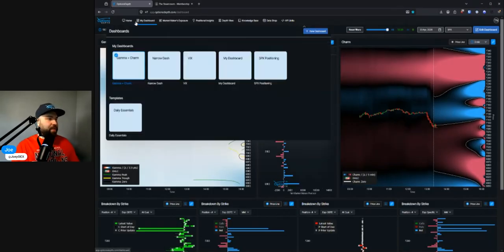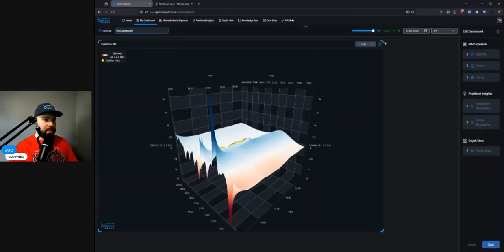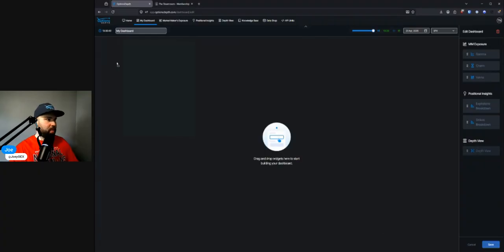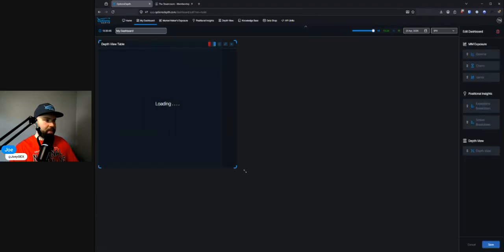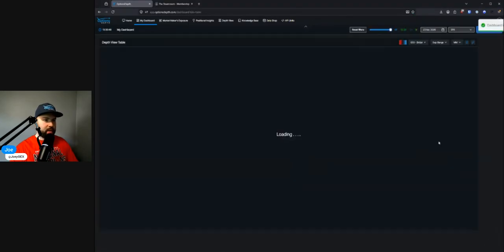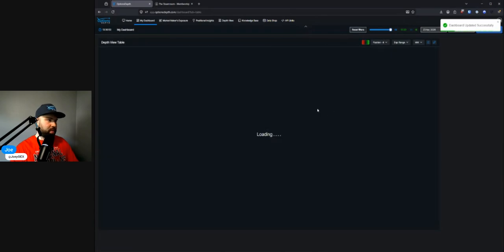Let me go into depth view. There was a bunch of questions on this the other day. I actually think, forget who it was, but depth view is just another way to look at the positioning than what you see on all the other sides. So let's go to table. I have different colors on mine, but let's just look at positions first.